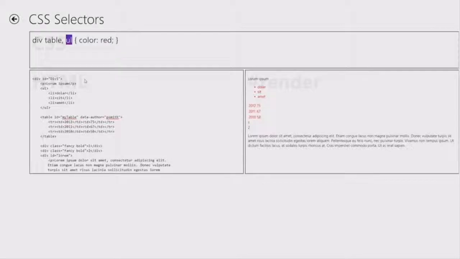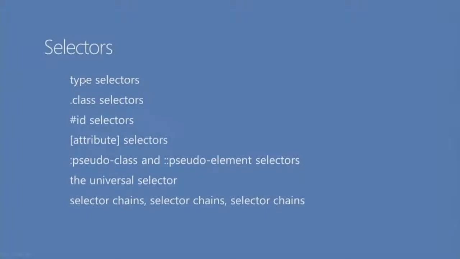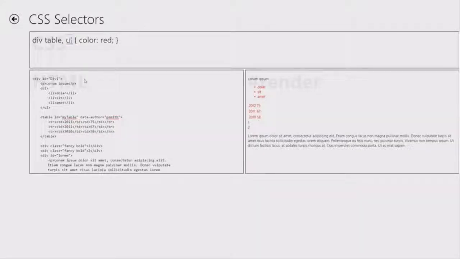If you have div space table, what would that mean? I'm glad you asked, because that's what we're going to talk about next. So you've been introduced to these selectors. Oh, and I missed one. I need to show you another one. This is great. But then we're going to get into combinators, and that's going to answer your question.